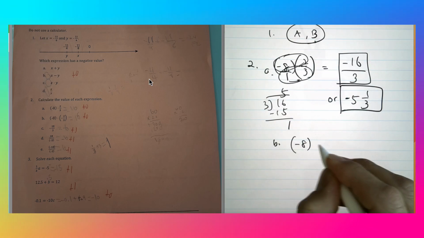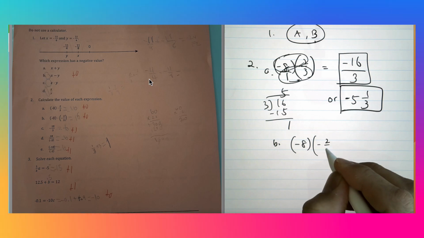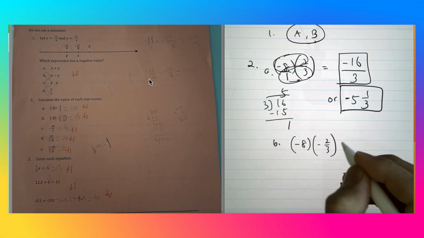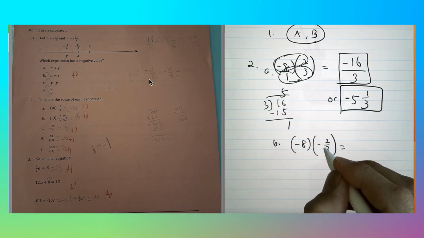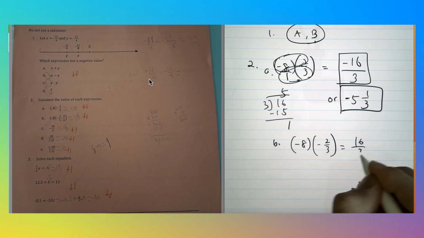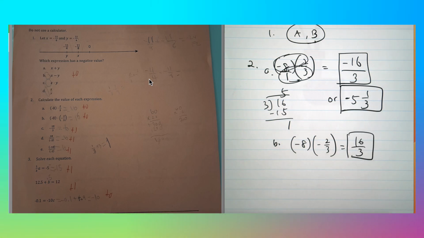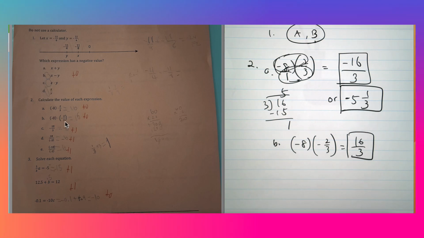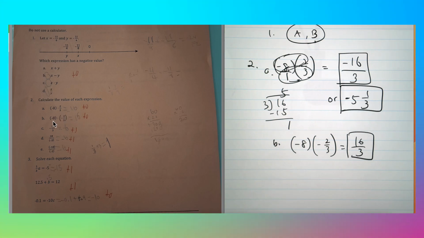Negative 8 times negative 2 thirds. It's the same thing as the last one, except that we have negative times negative. So this needs to be positive. So 16 over 3. You should not forget that there's a denominator 3. It will be correct if you just say negative 8 times negative 2, 16, but there's a 3 underneath, so we should factor that in.